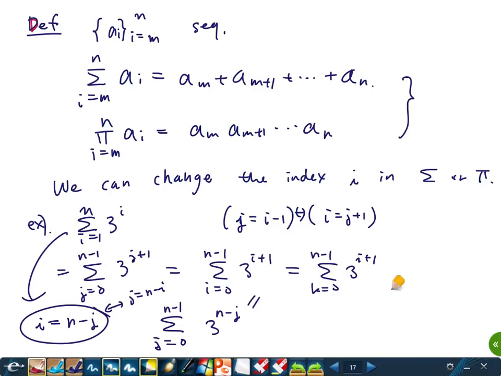This is very important because sometimes the summation is not exactly the form that you want. Then you need to change the index so that you make it the same shape that you want.